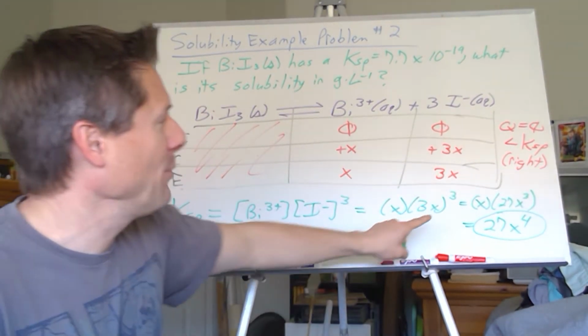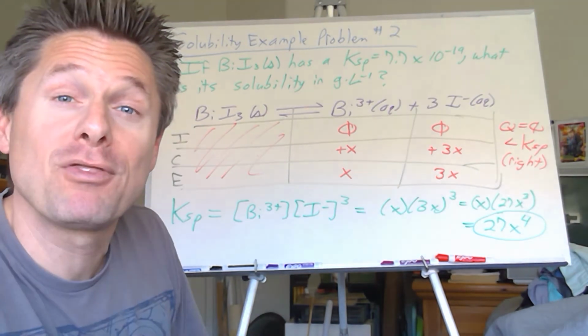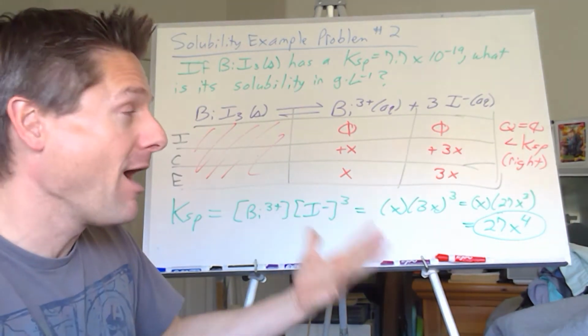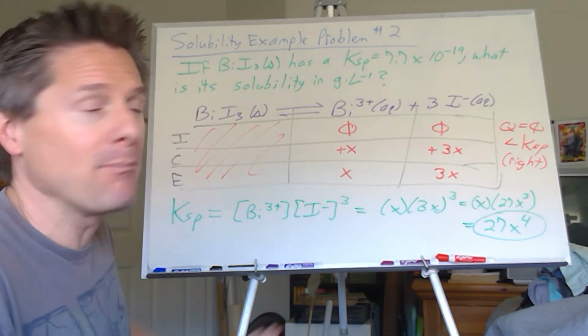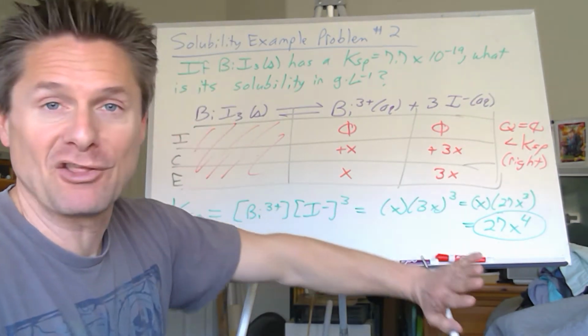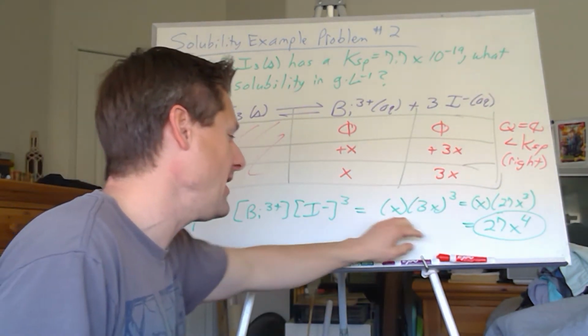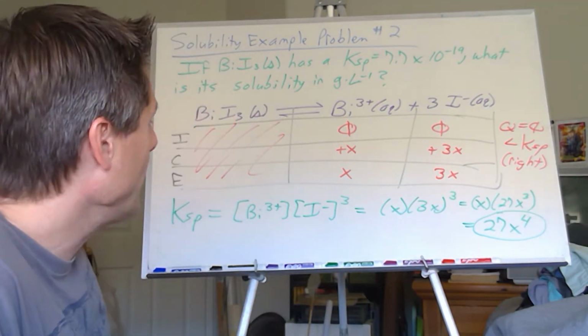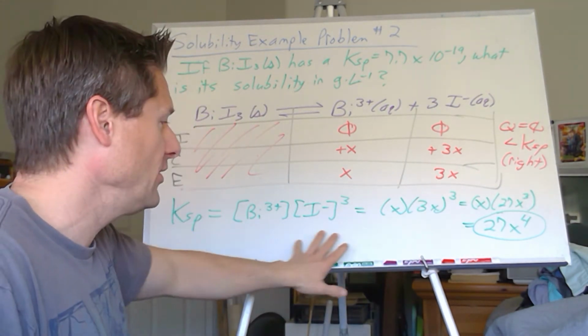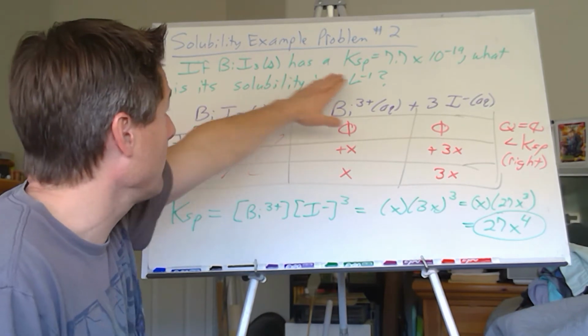A lot of people forget to cube the 3, and so they're off by a factor. They do the problem right, but they don't get the 27. They just leave it as a 3x to the 4th. It's 3 cubed, which is 27. Now, all we have to do is we know KSP.